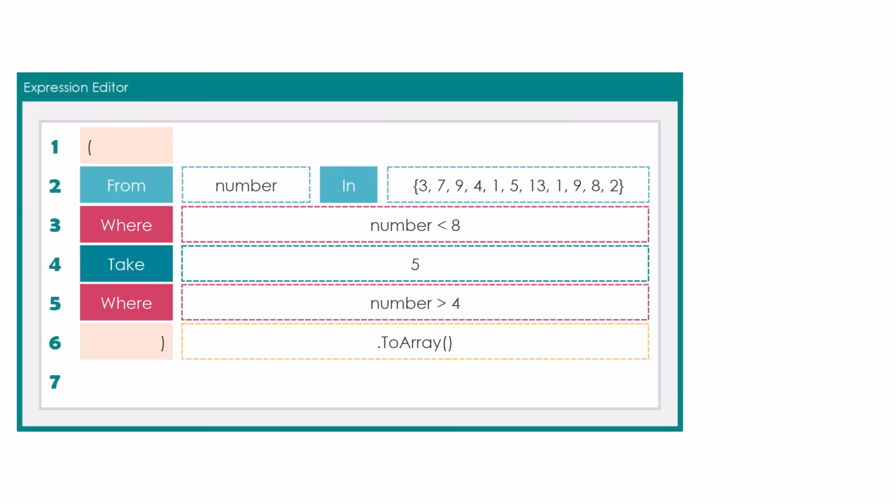Here I use 2 where clauses. The first where clause returns the following sequence. After that I use take 5. So, the result of this clause will be the following sequence. Then I have another where clause. This clause will be performed for these 5 numbers. So, the result here will be this sequence. As output of this query I will get the following array.